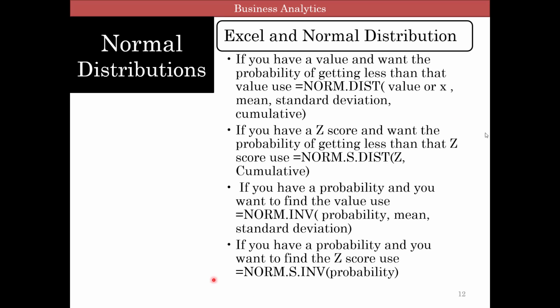So let's talk about Excel and normal distributions. If you have a value and you want the probability of getting less than that value, you're going to use norm.dist. I'm going to open up Excel and show you how to do this. If you have a Z-score, and you want the probability of getting less than that Z-score, use norm.s.dist. If you have a probability and you want to find the value, use norm.inv. If you have a probability and you want to find the Z-score, use norm.s.inv.